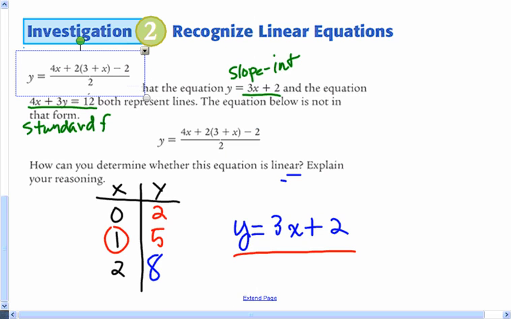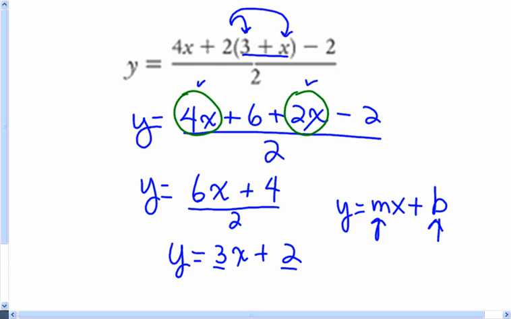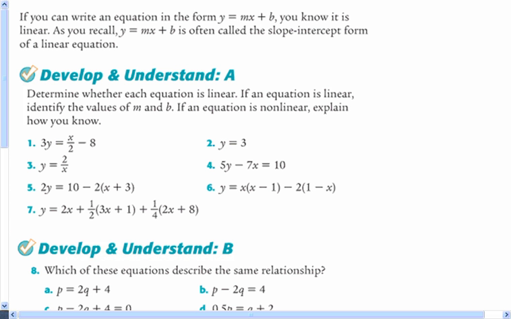So that's what we're going to do in lesson 212. All right, so if you can write an equation in that form, you know it's linear. As you recall, y equals mx plus b is often called the slope-intercept form of a linear equation. So we're going to try and figure out which of these are linear. And I think what I'll do is I'll do a couple for you, and then in class we'll do the rest of them. But we're going to use the method where we try and change it into slope-intercept form.